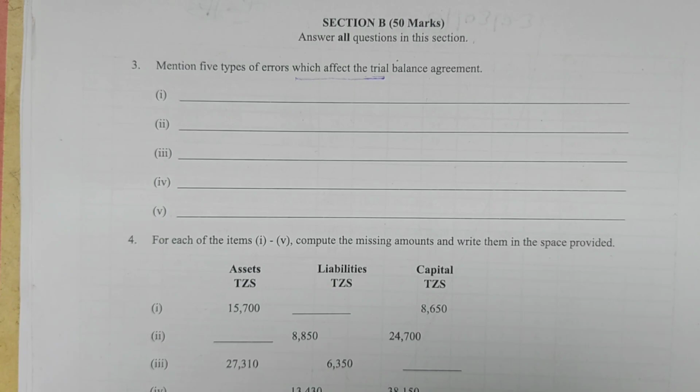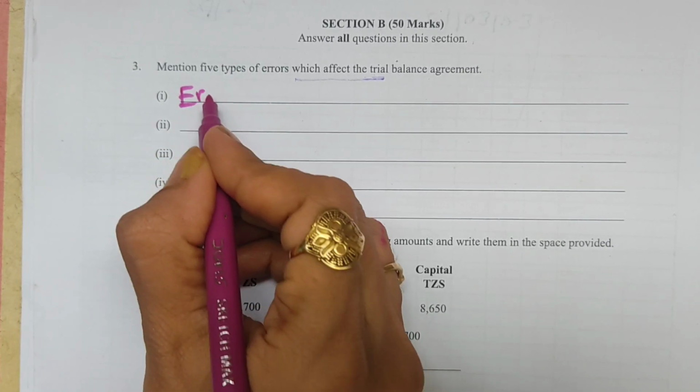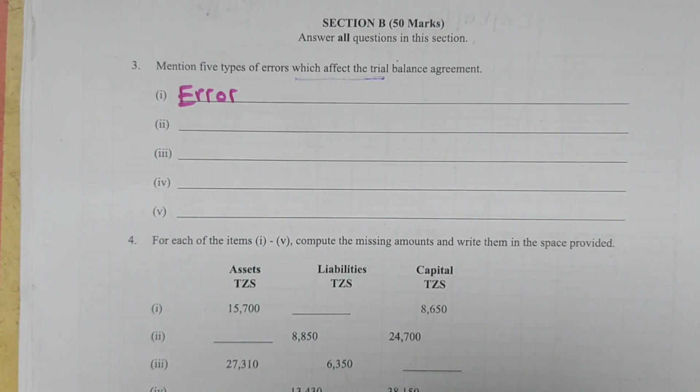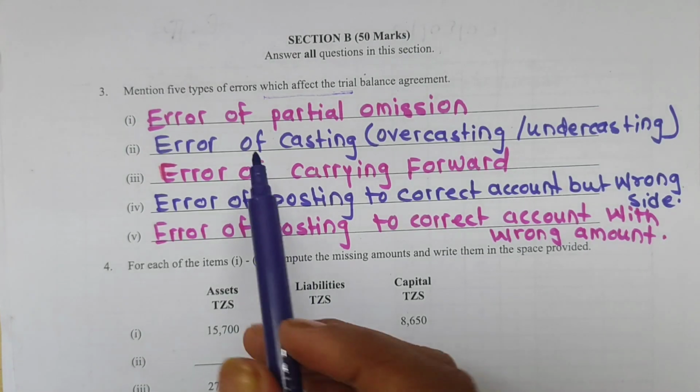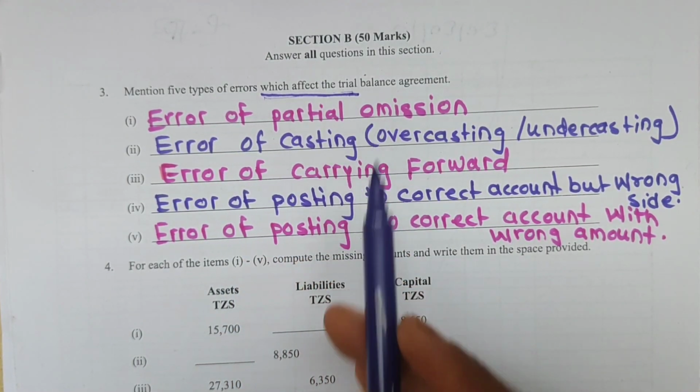So which are these errors? Number 1, error of partial omission. So here I am writing all the errors which affect the trial balance agreement. So here they are on the screen. 5 types of errors which affect trial balance agreement.